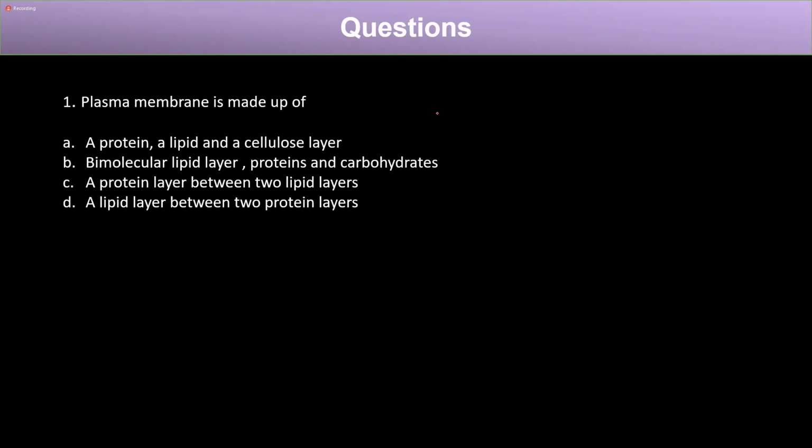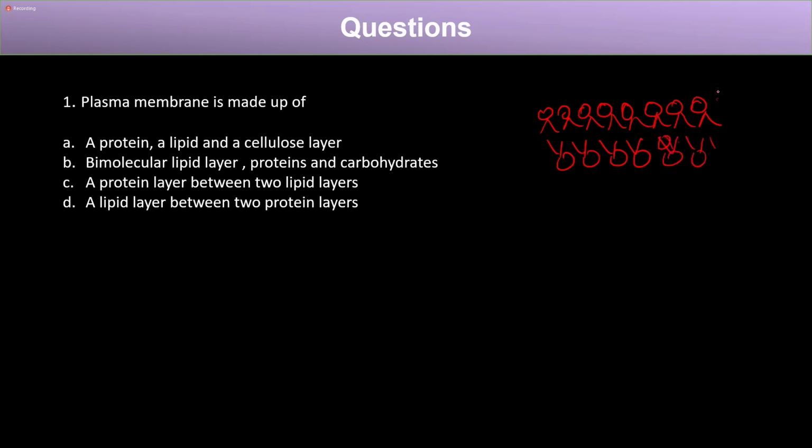If you remember, we saw the constituents of the plasma membrane. So the plasma membrane looks something like this, right? It has this lipid bilayer, and inside this lipid bilayer, they also have different kinds of protein. So this is lipid, this is protein. And apart from this, if you remember, they also have a chain of carbohydrates over it, and hence it is called glycoprotein. So the correct answer would be a bimolecular lipid layer, proteins and carbohydrates.